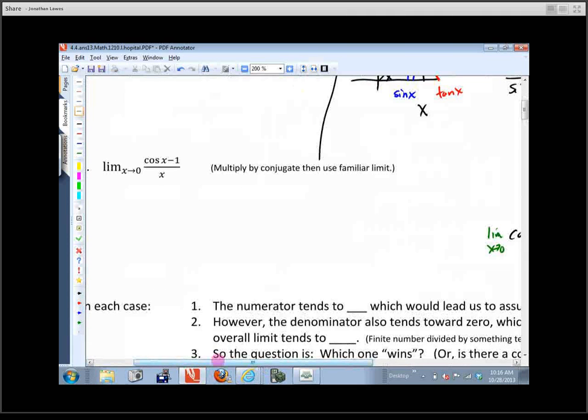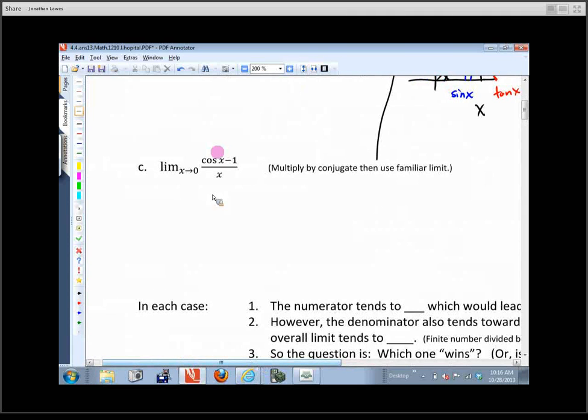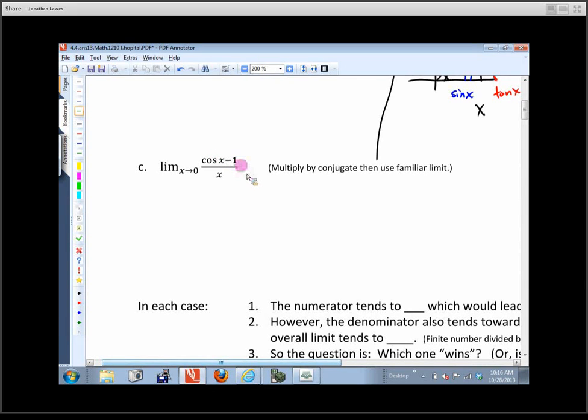So let's take a look at this one. Again, by substitution, this would be a 1 minus a 1. So this is going to be a 0 on top and 0 on the bottom. So the technique we used for this was kind of like rationalizing. We multiplied by the conjugate of the numerator. So here's what we end up with. If I take the cosine of x minus 1 over x, and I multiply by its conjugate, so that's the cosine of x plus 1 and cosine of x plus 1.